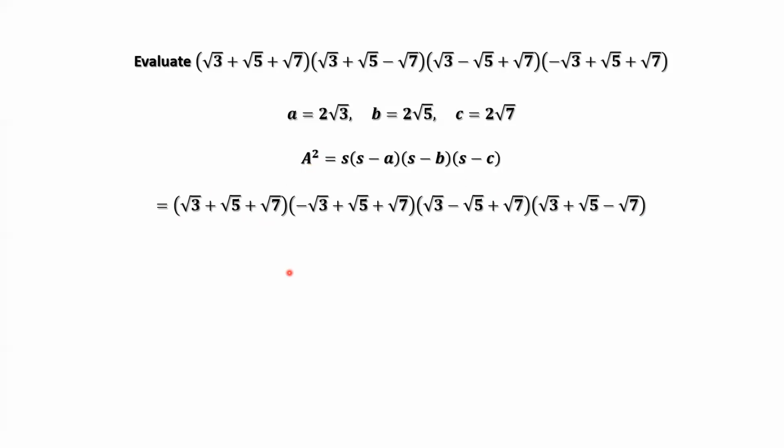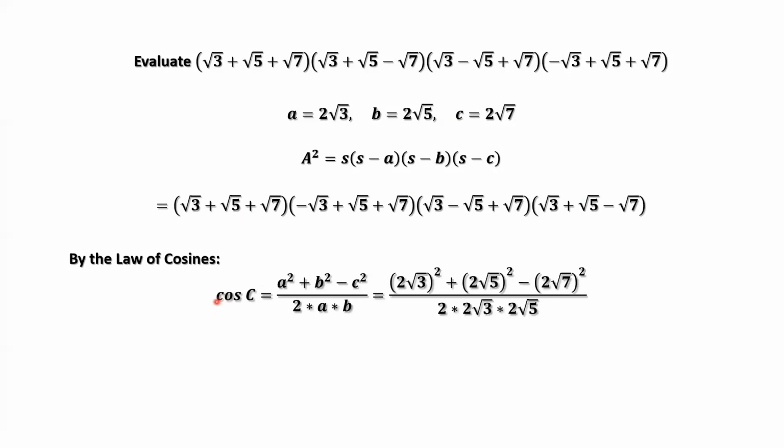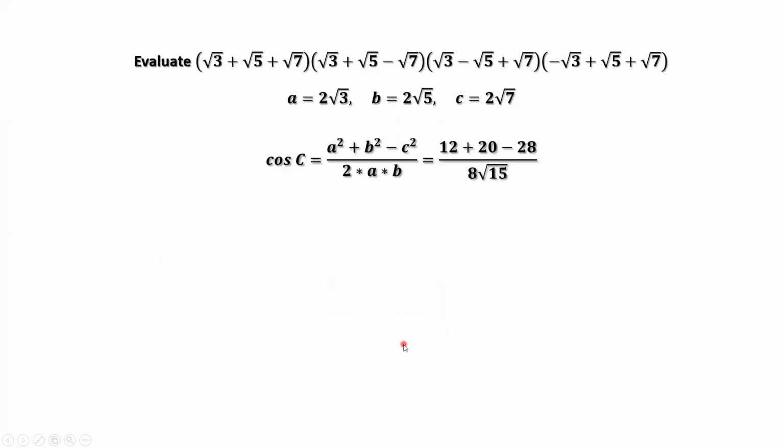How? By the law of cosine. Cosine capital C, C is the angle opposite to the side C, equals A squared plus B squared minus C squared divided by 2AB. Plug in those given numbers here. Continue to simplify. We have the answer. Cosine C equals square root of 1 over 60.